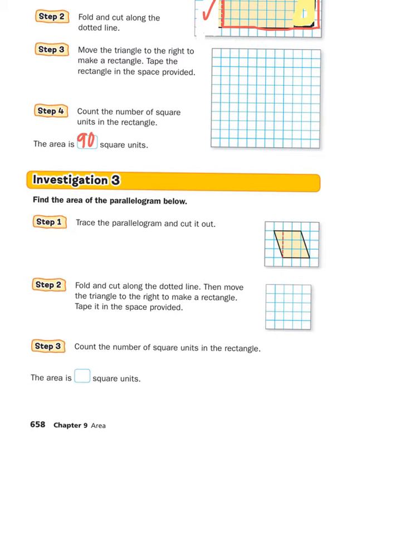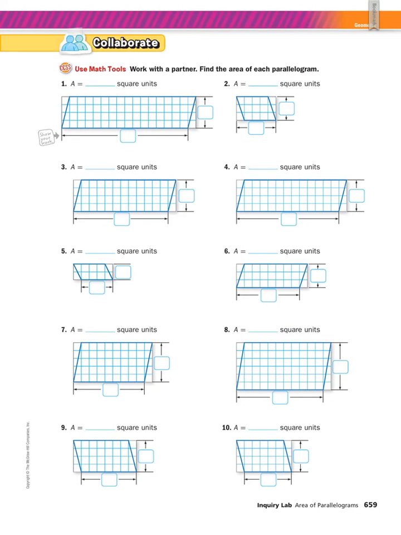To find the area, you would count the base. So the base here has 1, 2, 3 units. So the base is 3. Now to get the height, you want to make sure you go straight up on this dotted line. Don't go slanted. That's not what you do. So you go 1, 2, 3. So the height would be 3. And to find the area, remember, its area is base times height, and 3 times 3 is 9 square units.